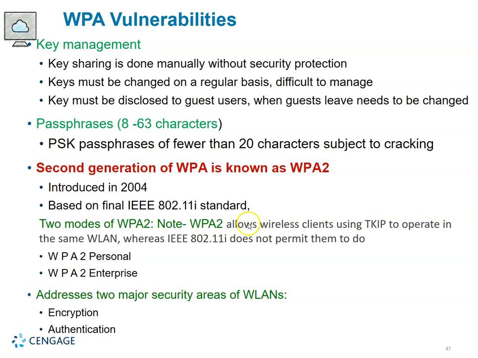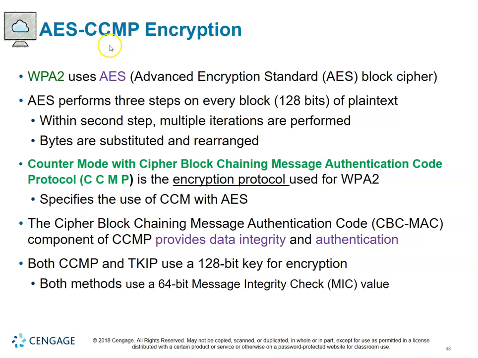So WPA2 allows wireless clients to use the temporal key to operate in the same WLAN, whereas the 802.11i does not permit them to do that. There are two major security areas, encryption and authentication. So let's look at some of these.